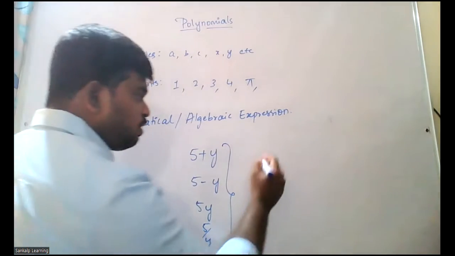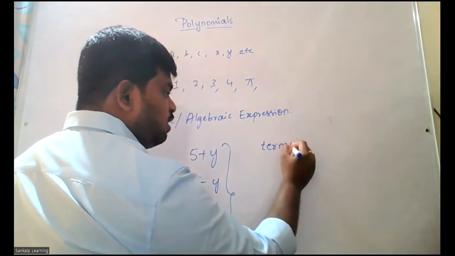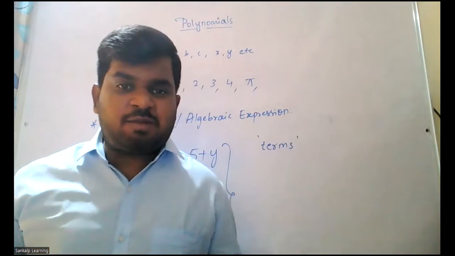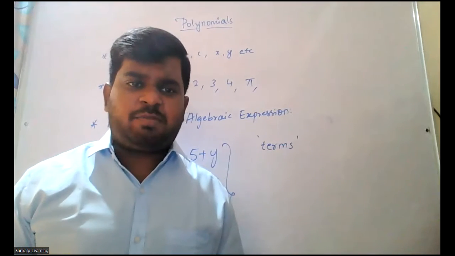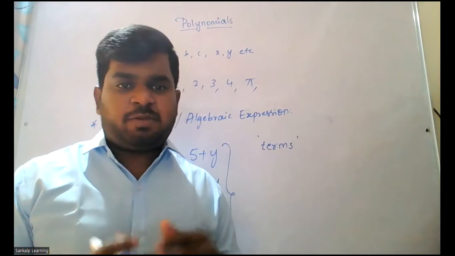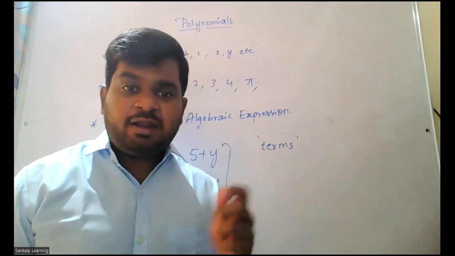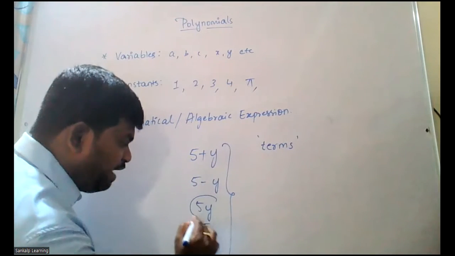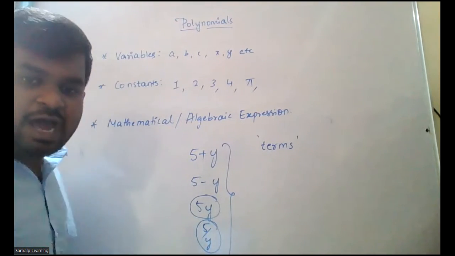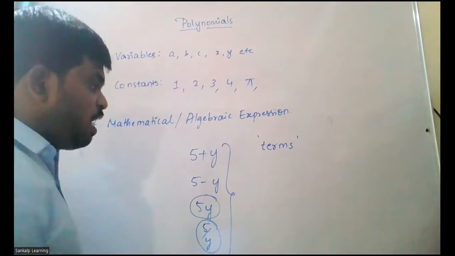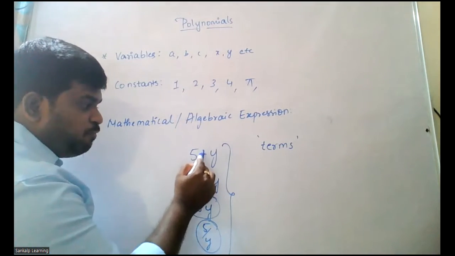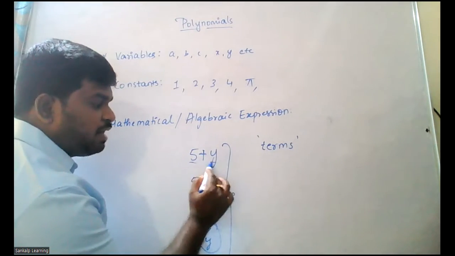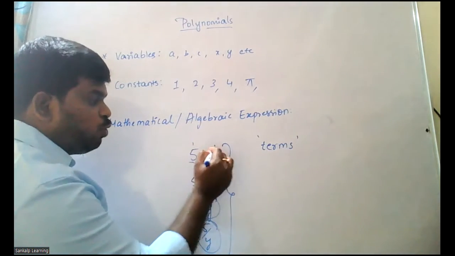Now, there is one important thing known as terms. If variables and constants are multiplied, or variables and variables are multiplied, or constants and variables are multiplied, let it be anything, if they are multiplied, we consider that to be one part or one term. For example, here 5y and 5 by y are considered to be one term. But whenever the plus sign and minus sign comes, we consider this to be a different part and this to be a different part. So there are totally two terms here.